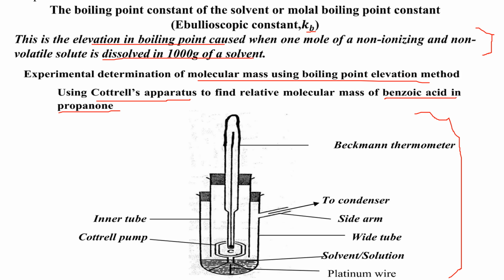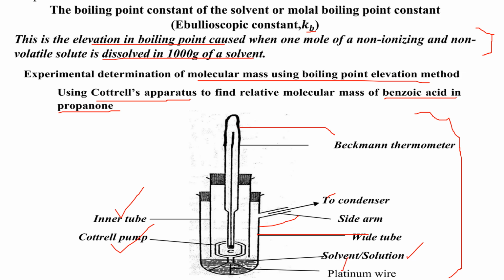And if you look at this diagram, you are seeing that you're having a glass tube containing a side arm, and that side arm is going to the condenser, and you're also having our Beckman's thermometer, which is connected to the Cottrell's pump. Now this is going to be the inner tube that's going to control the temperature. It's going to be a wide tube. In most cases we use a glass tube, so it can be either solvent or a solution. You put one, don't put all of them. And this is going to be a platinum wire that's going to be used in heating.